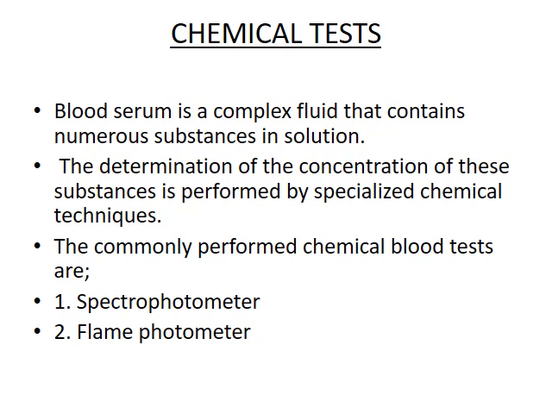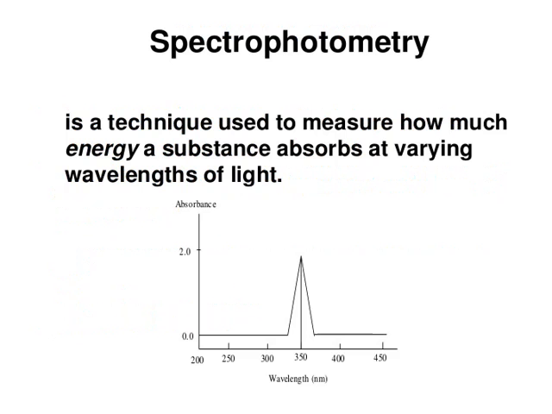Next is the chemical test used for blood. The blood serum is a complex fluid that contains numerous substances in solution. The determination of the concentration of these substances is performed by specialized chemical techniques. The commonly performed chemical blood tests use a spectrophotometer and a flame photometer. First, we have to study the spectrophotometer.